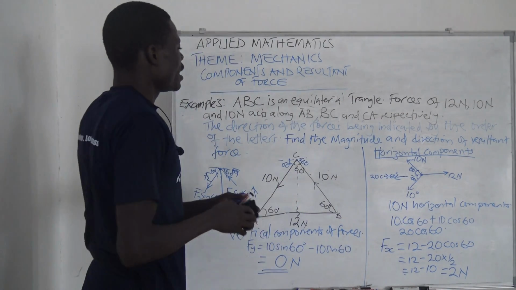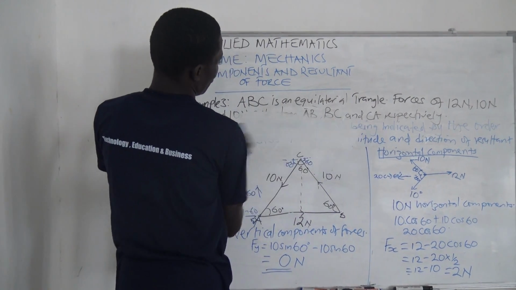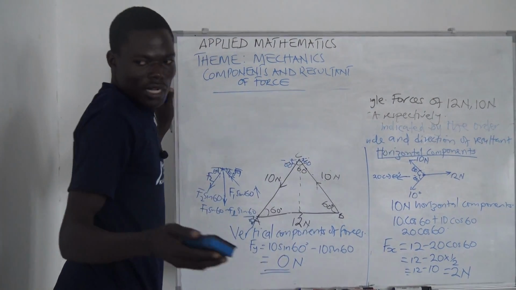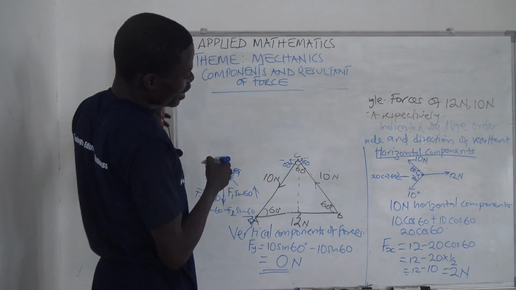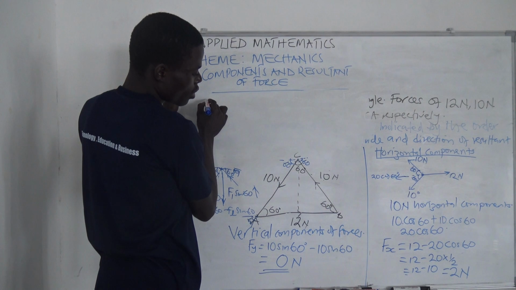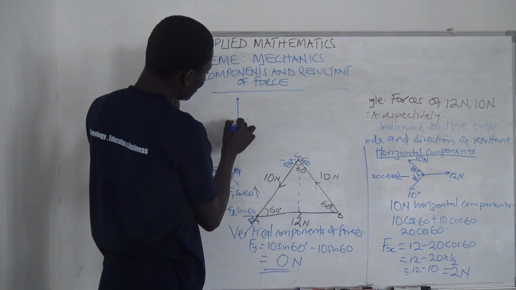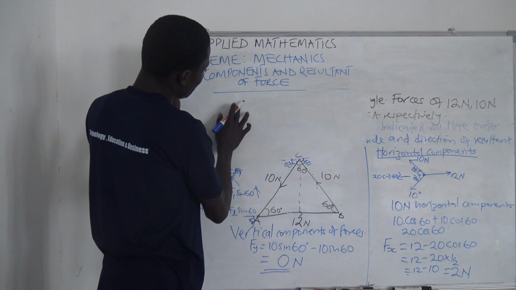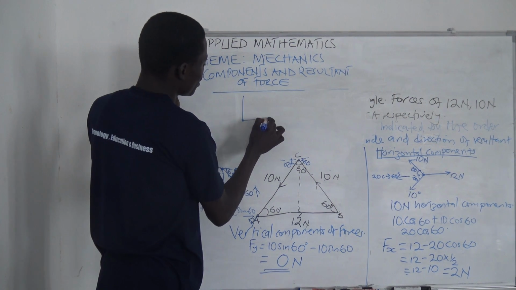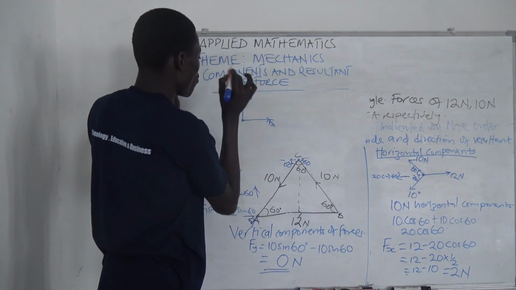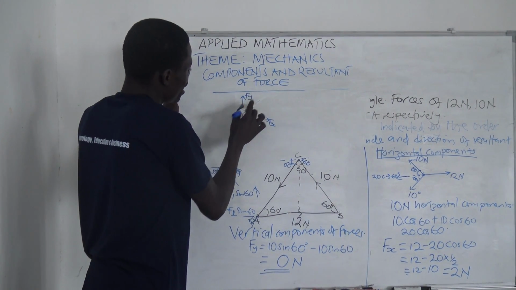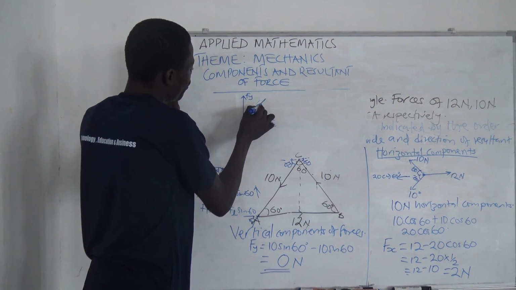They told us to find the magnitude and the direction. Then this one becomes our f of y. Our f of y is upward, and this one is f of x going this side. So we say that our resultant becomes in the middle here, which is f resultant.